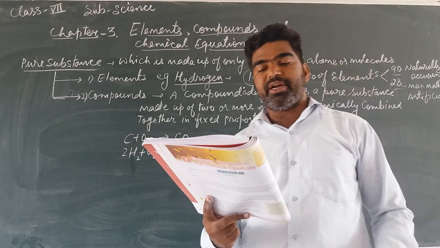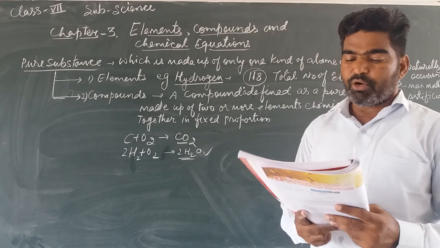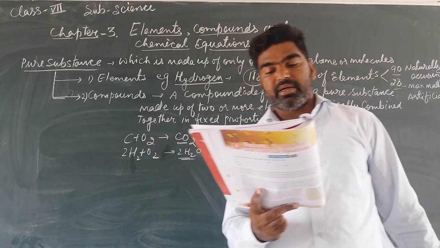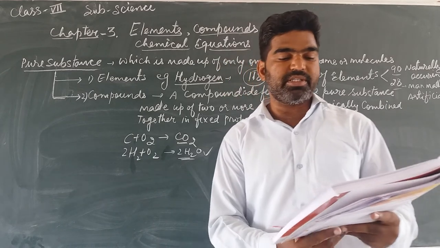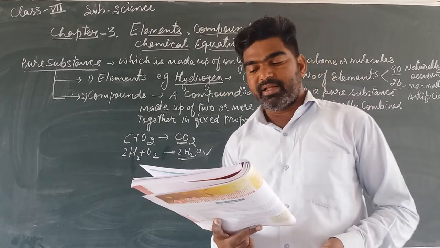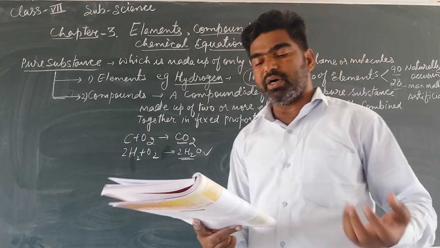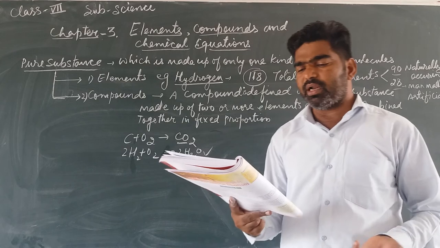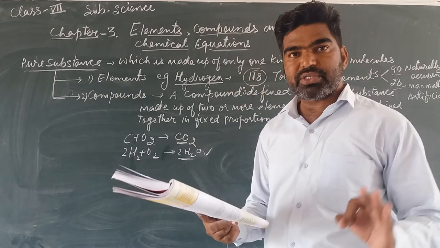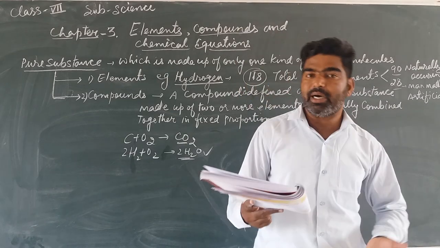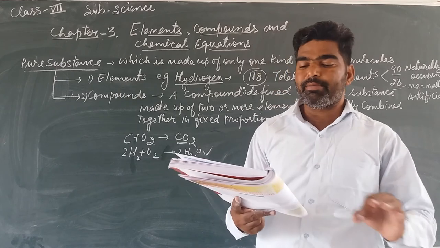For example, water is formed by hydrogen and oxygen. ये hydrogen और oxygen से combine करके बना है. Then other examples of compounds are carbon dioxide, CO2, sugar, salt, ammonia, baking soda, baking powder. These all are examples of a compound.